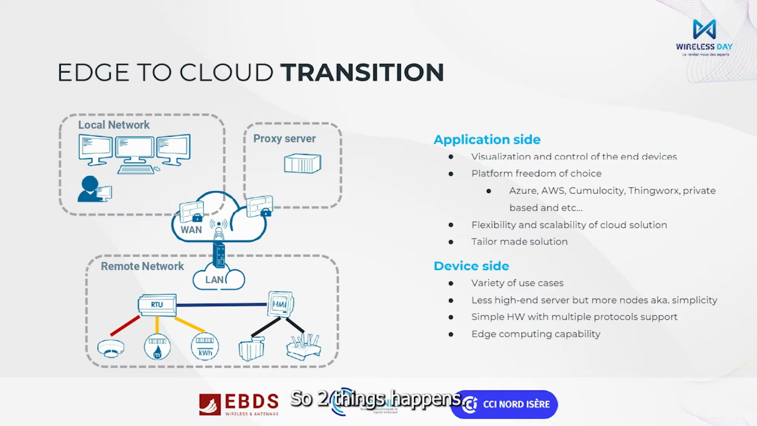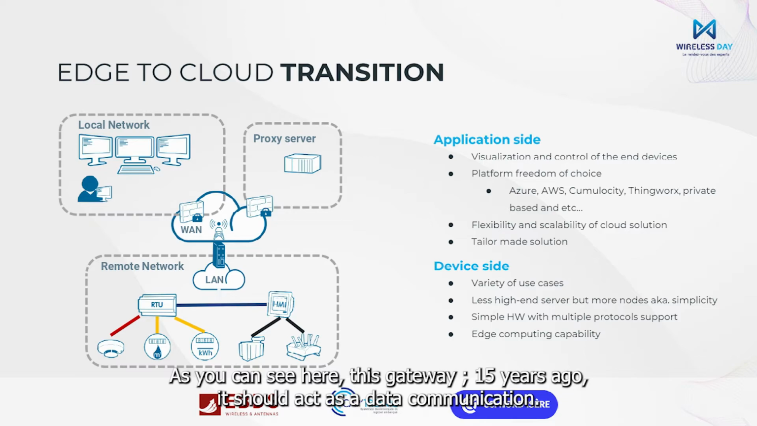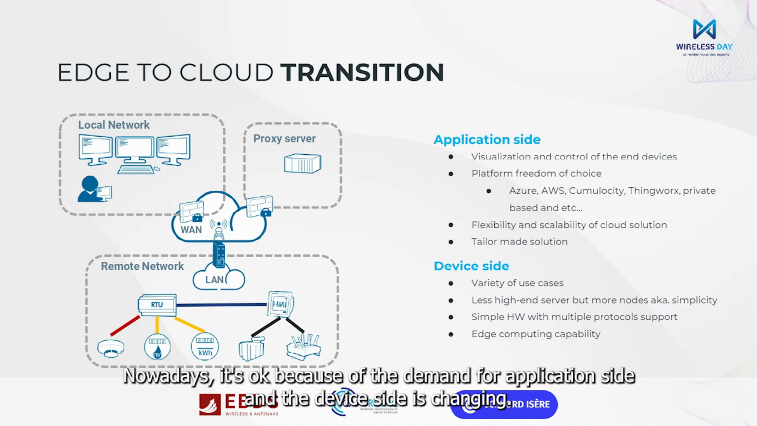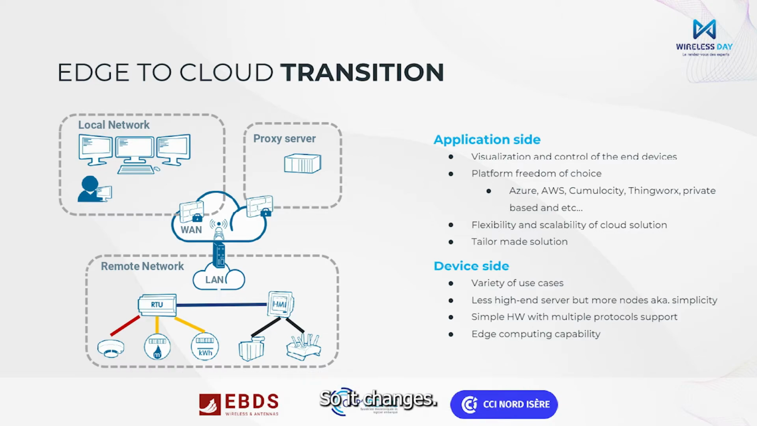So two things are happening. As you can see here, this gateway 15 years ago acted as pure data communication. Nowadays, because the demands on the application side and the device side are changing, data communication or bridging is just not enough. It needs to act as an interim, or a decoupling, between these two parts: the application side and the remote network side.